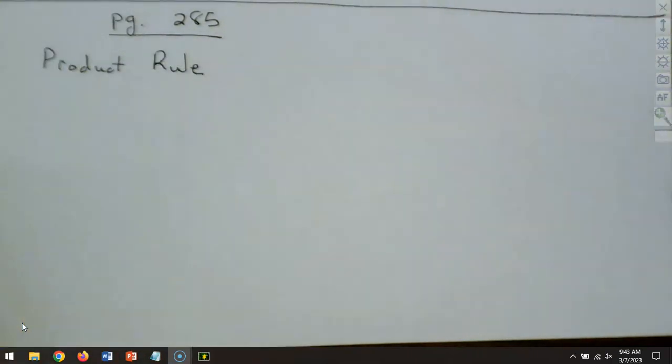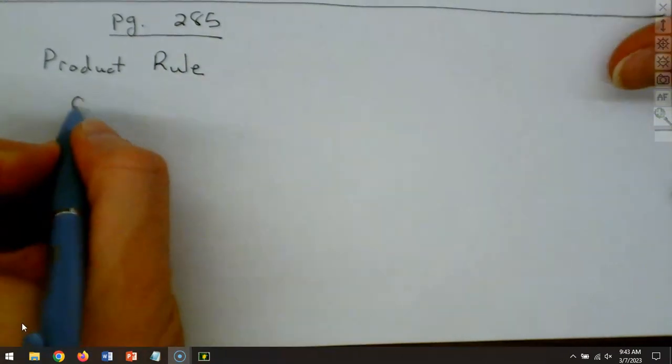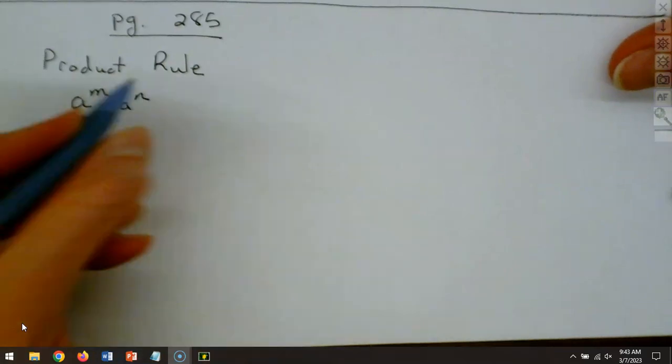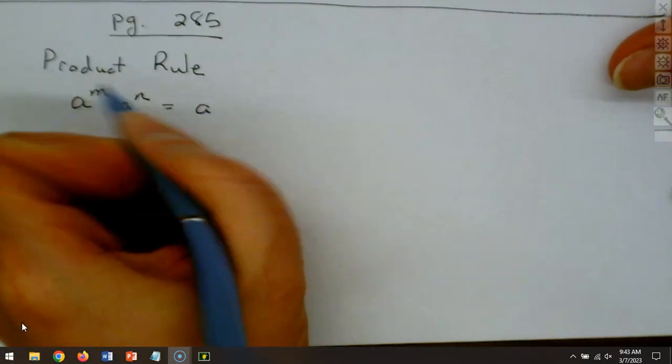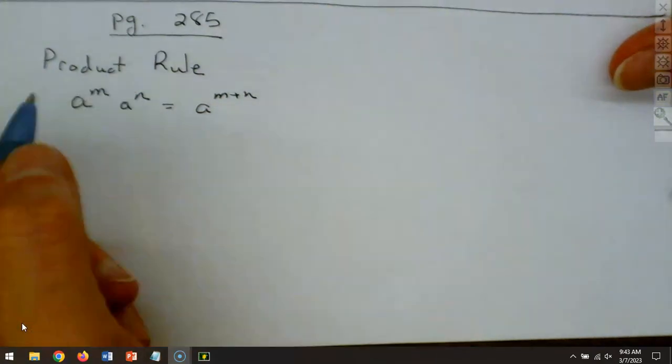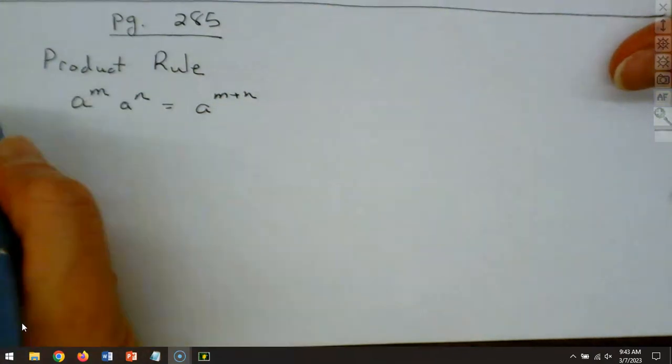And the product rule says this: a to the m times a to the n is a to the m plus n power. So let's look at a few examples.